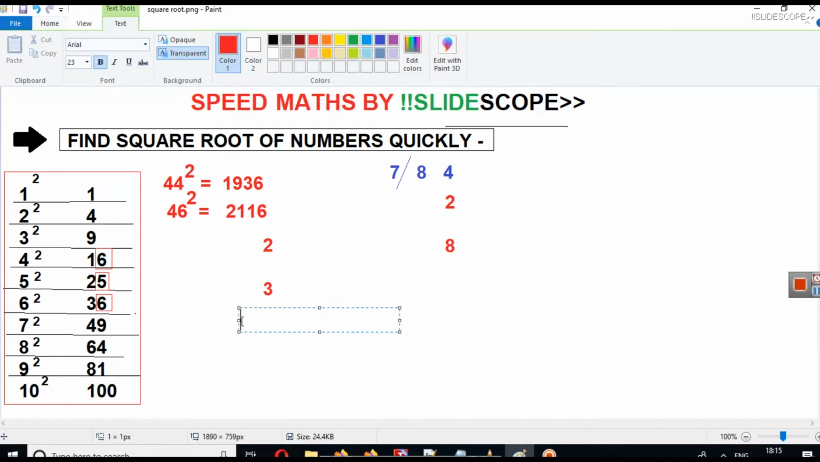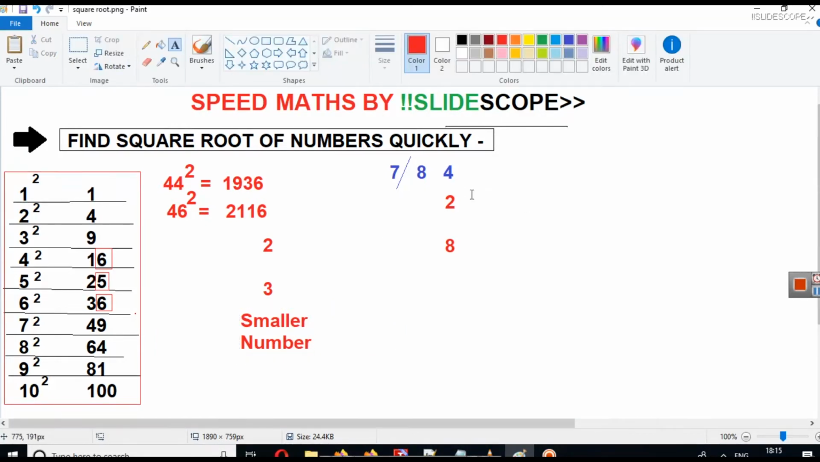So between these two numbers we have to consider the smaller number, right? First you see in which digit your number is ending. If it's ending in 4, you write 2 and 8 here, because the last digit will be either 2 or 8. Then you have to find about 7, that it's 784, right? So where will you find 7? You will find 7 between 4 and 9, that means 2 square and 3 square.